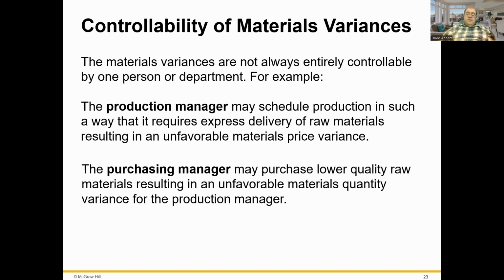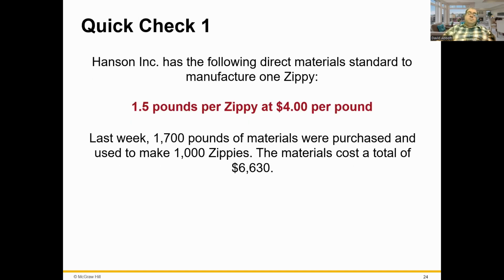The materials variance is not always entirely controllable by one person or department. For example, the production manager may schedule production in such a way that it requires express delivery of raw materials, resulting in an unfavorable material price variance. Because if we need express delivery, then those materials might cost more than what they otherwise would. The purchasing manager may purchase lower quality raw materials, resulting in an unfavorable material quantity variance for the production manager. So that's how that relates.